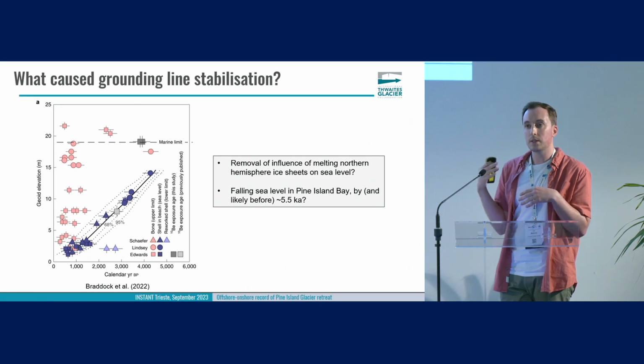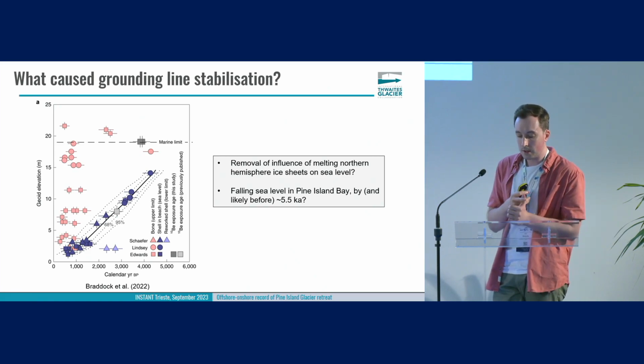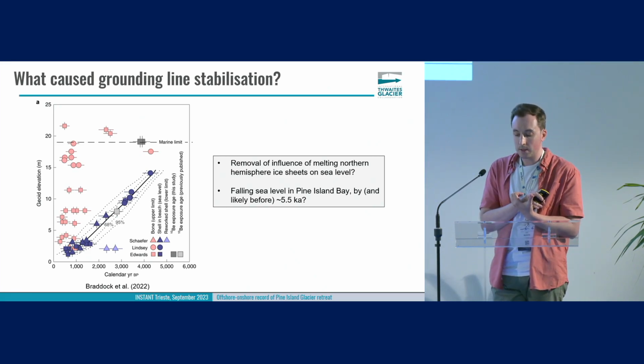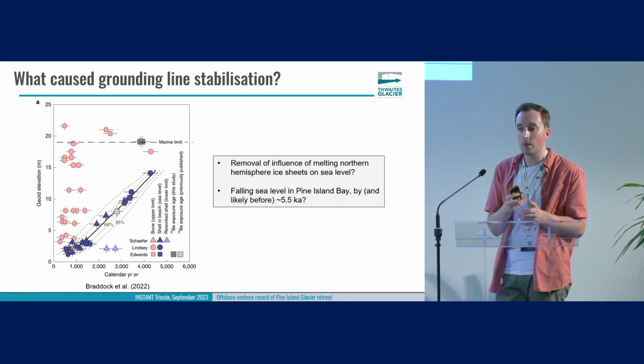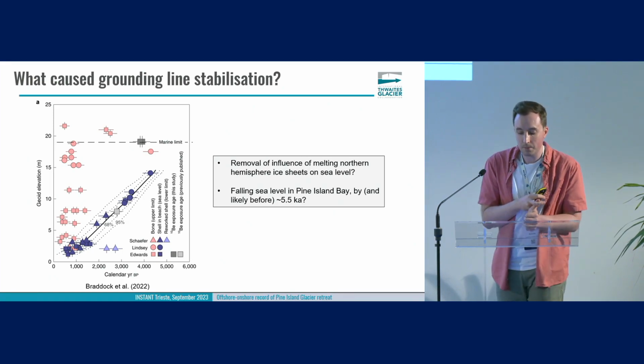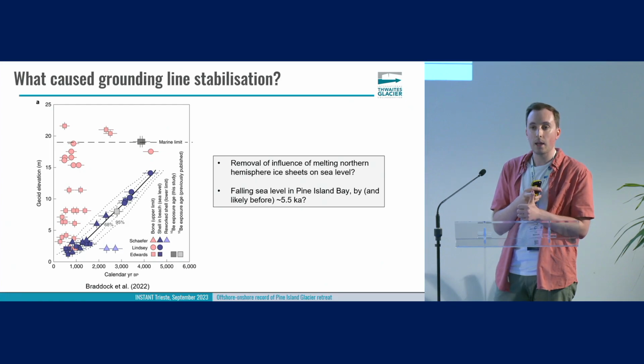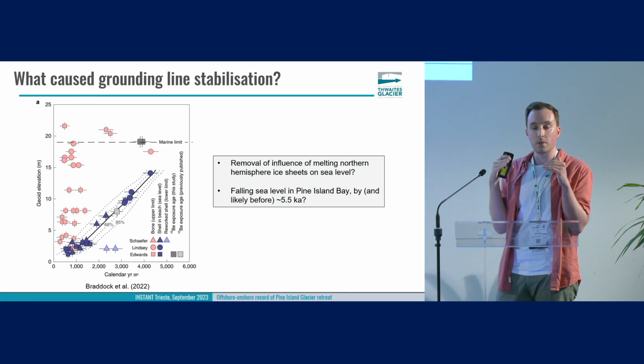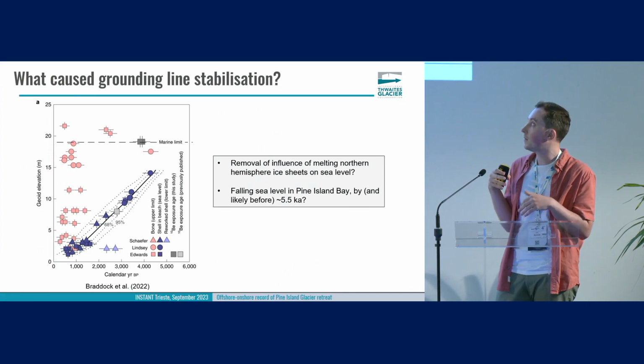And we noticed that this is coincident with a couple of things. Firstly, the removal of the influence of melting northern hemisphere ice sheets on sea level around that time. And then also we know that sea level was falling in Pine Island Bay by, and then we think likely before, 5,500 years ago. So we think these two factors may have helped to stabilize the grounding line at this time.